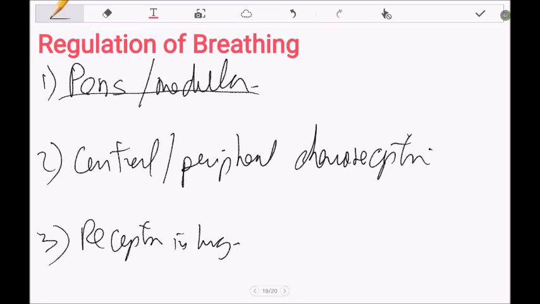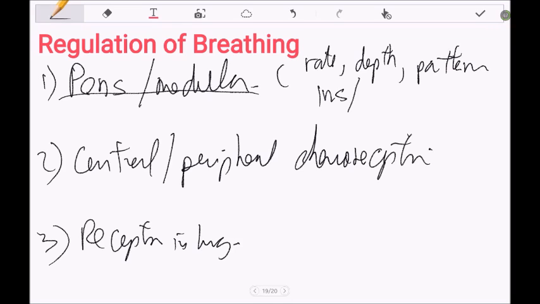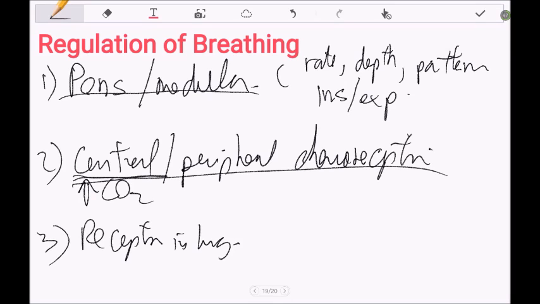The pons and medulla control the rate, the depth of each breath, the pattern, regular or irregular, and inspiration and expiration. Okay, so the central and peripheral chemoreceptors. The central chemoreceptors are found in the central nervous system. They sense an increase in CO2. When there's an increase in CO2, it will talk to the pons and medulla to increase the rate and increase the depth, so that we can blow out the CO2.